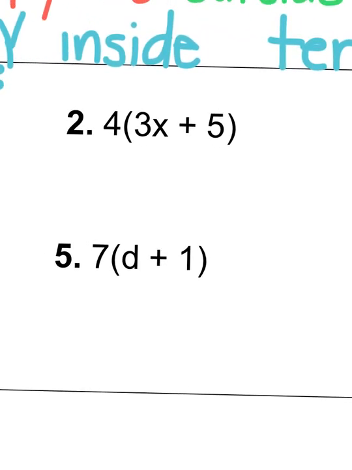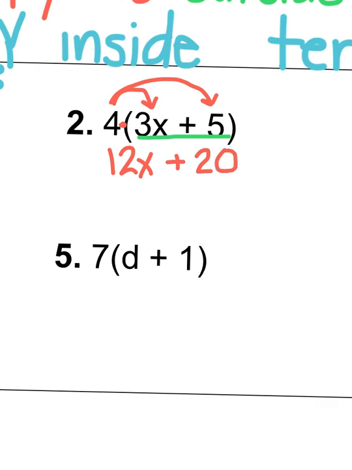On number 2, we cannot use order of operations to add 3x plus 5. So we must distribute the 4 that's being multiplied. 4 times 3x is 12x. The next term is 5. 4 times 5 is 20. We look for like terms. There are no like terms, so we box our answer.